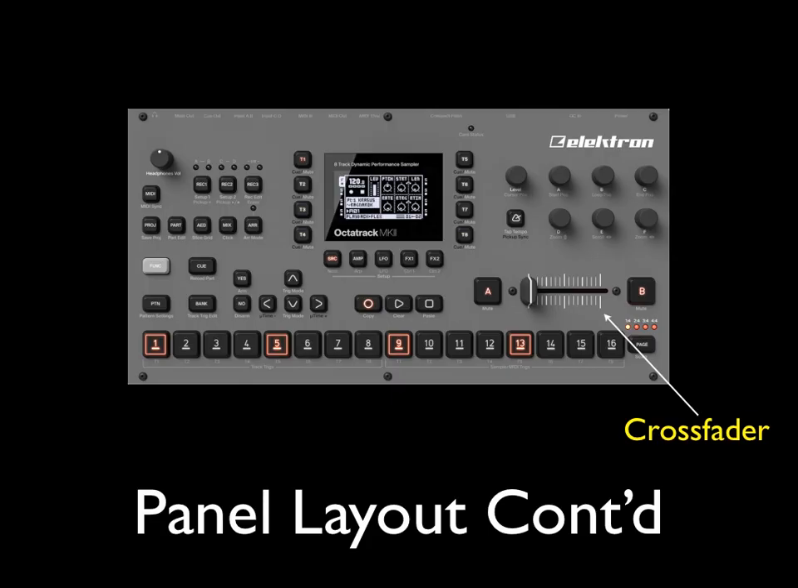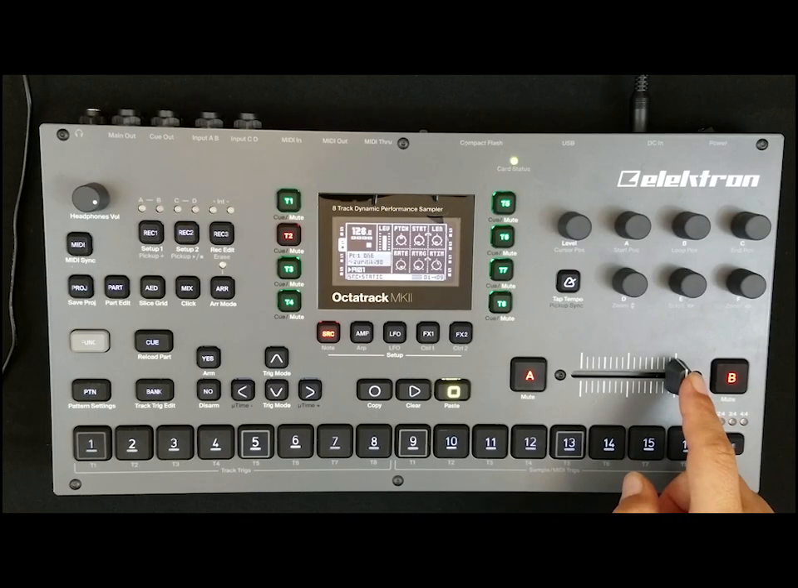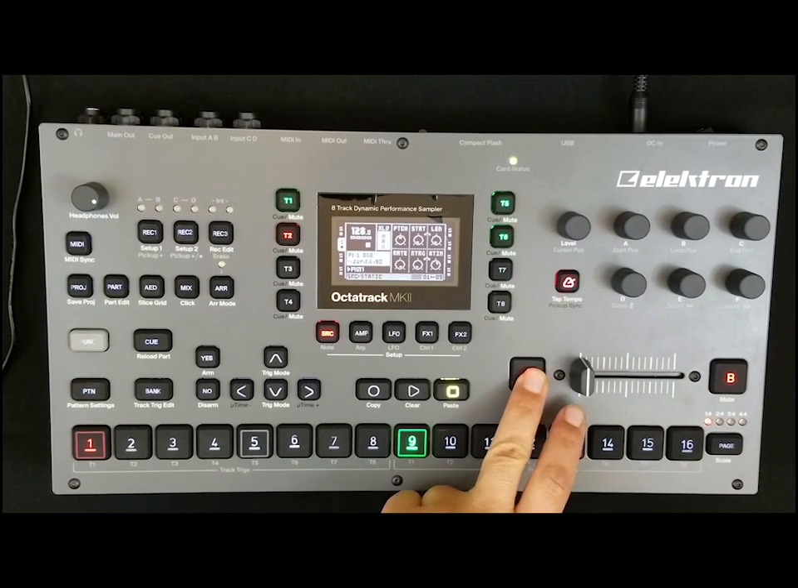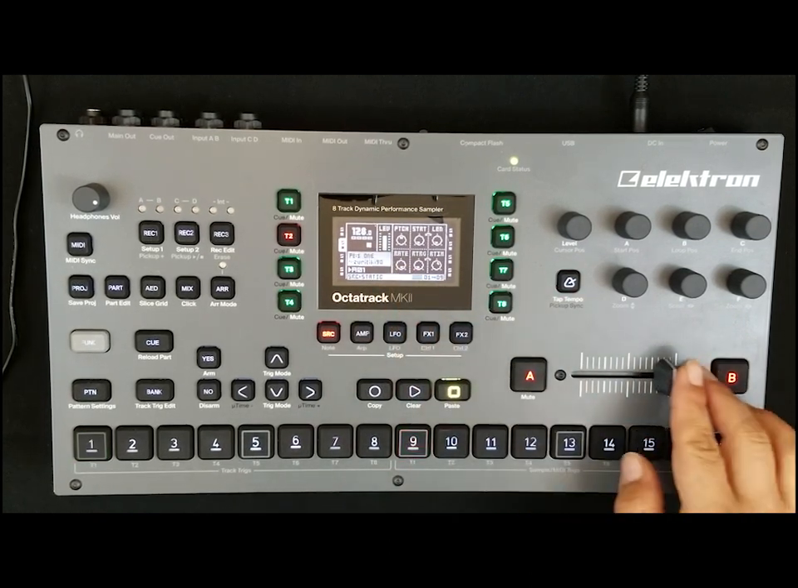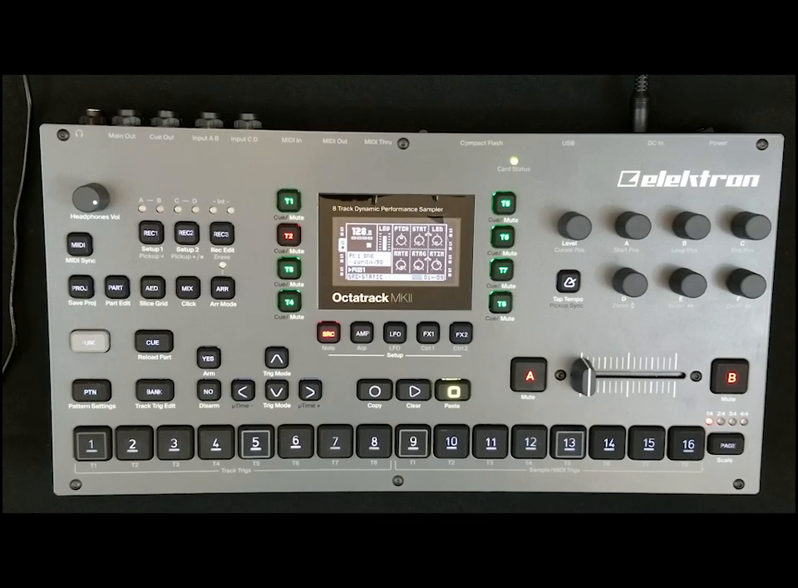The crossfader is located here. This is a very powerful tool. It moves between scene A and scene B. You can assign parameters like effects to each and crossfade between them, or you can fade out of your song into the next track. Basically, there's a lot of different things you can do with this feature.